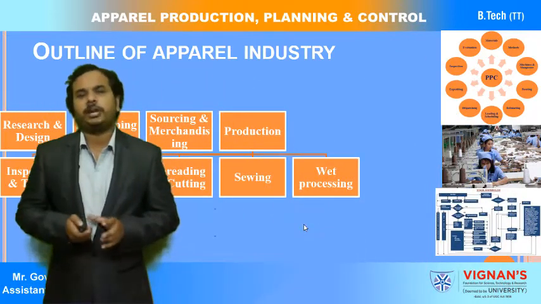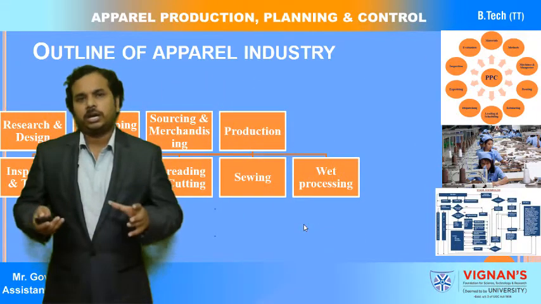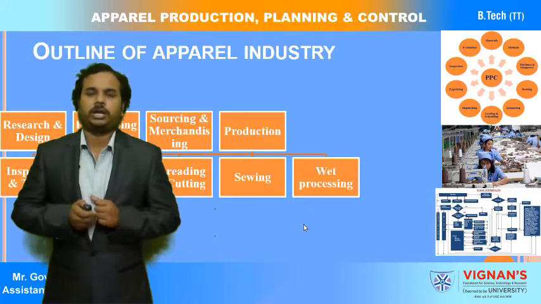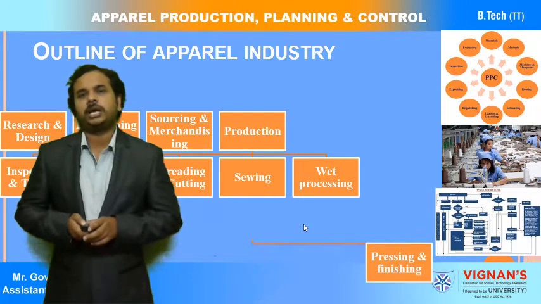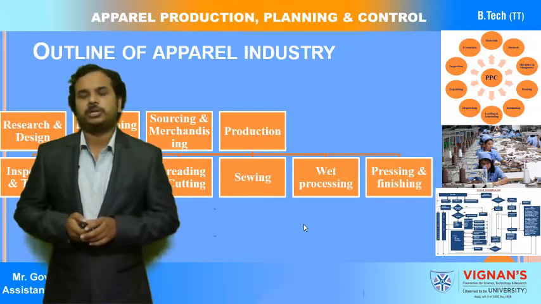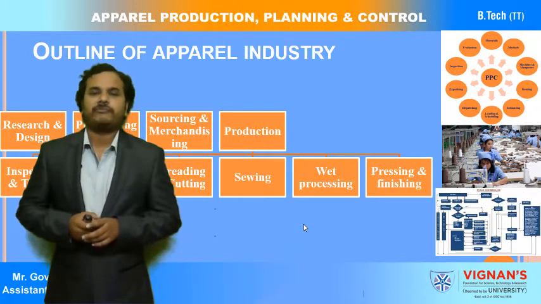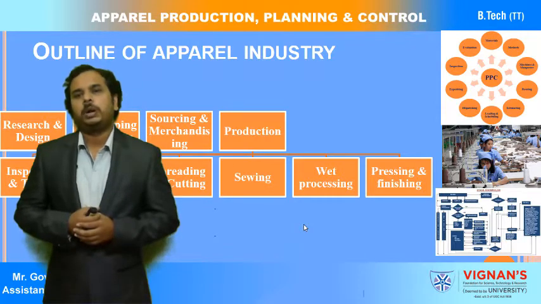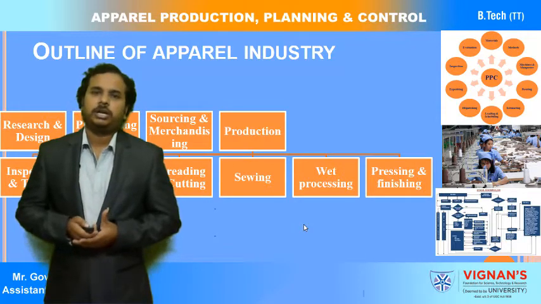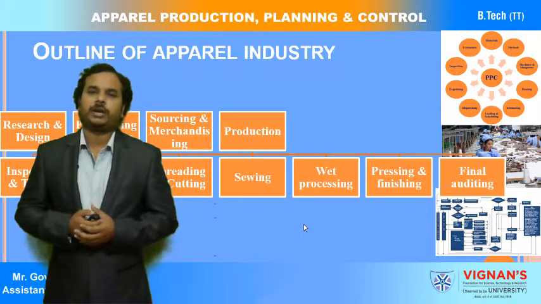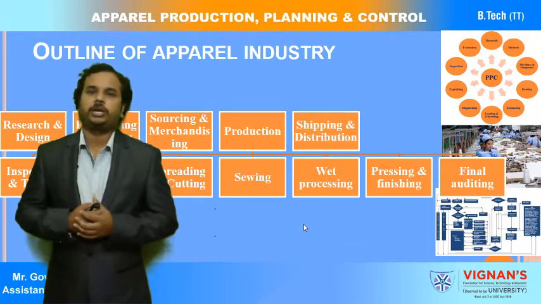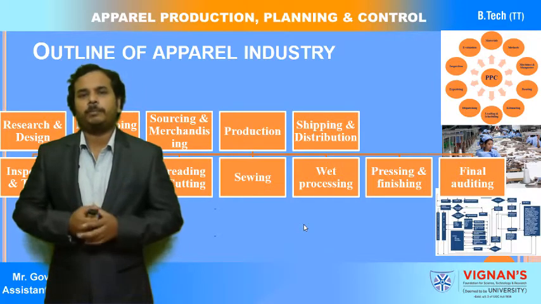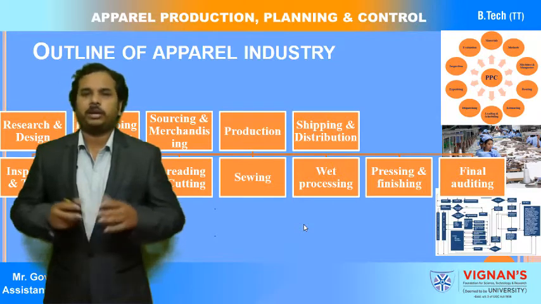And after the sewing department, if the customer requires wet processing or any chemical finishing or smooth finishes, we are going to send the finalized garments into wet processing. Then after the wet processing, we are going to press and finish it, and then it goes for final auditing. Then it will be sent for shipping and distribution to the buyer. So this is how the complete outline of the apparel industry works.